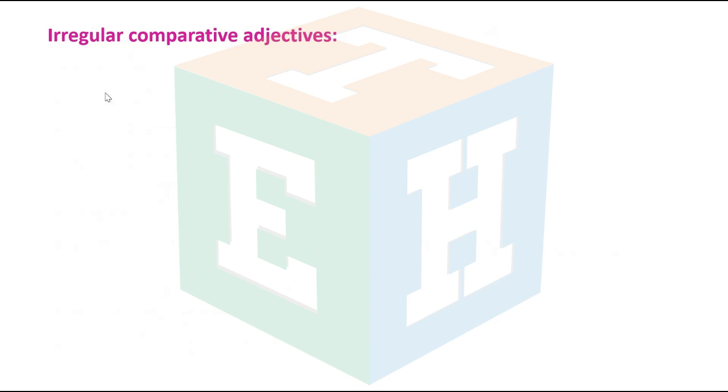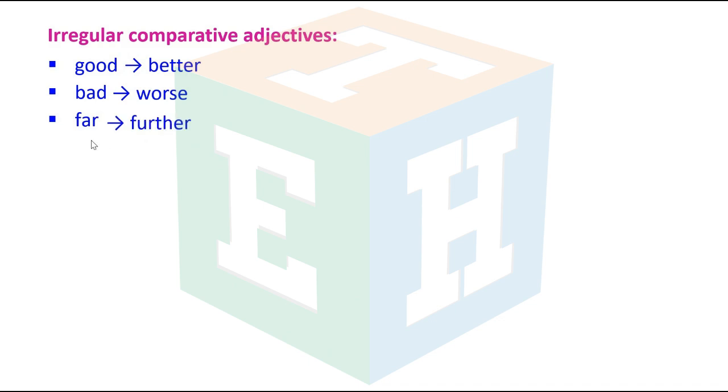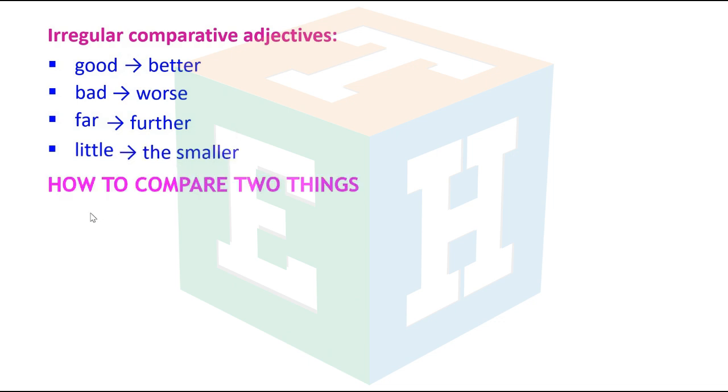Irregular comparative adjectives. Good, better. Bad, worse. Far, farther. Little, smaller.